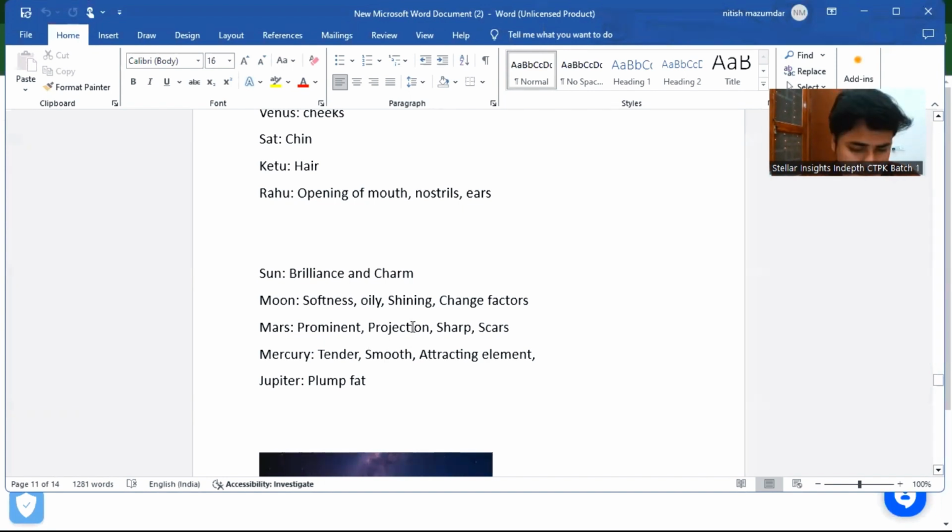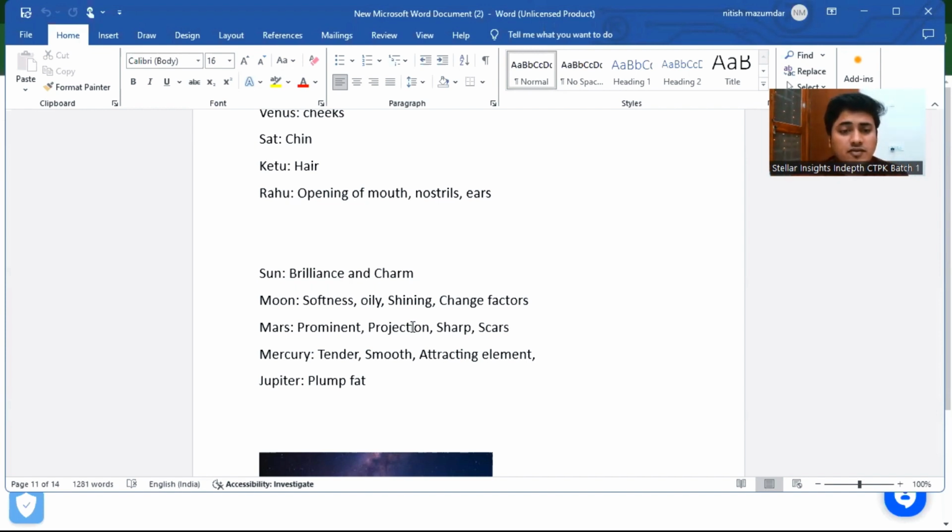Prominent. Mars is prominent, projection, sharp and scarps. So wherever you see prominence, like a sharp nose, you can say Jupiter and Mars are somewhere connected. Or Mars is in its own Rashi, or Mars is in a Rashi where it's very friendly. That is the reason that person is having a prominent nose. So projection, sharp things. It's very sharp. Like eyes, you will see a lot of people having sharp eyes. So you can understand why they have. So you have to see the connect.